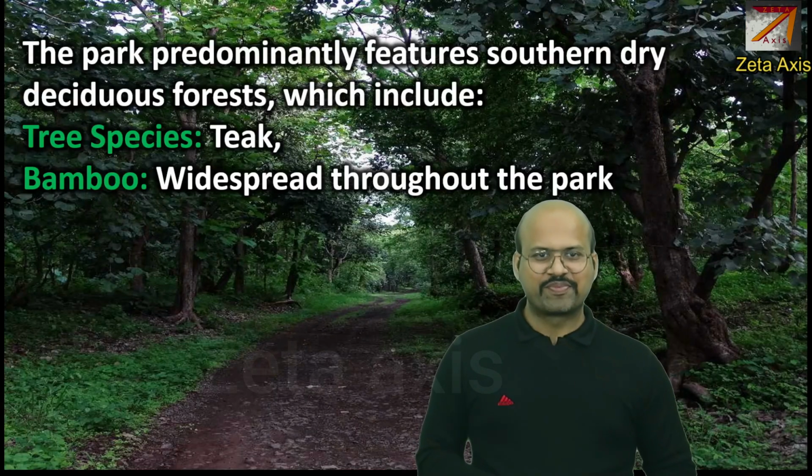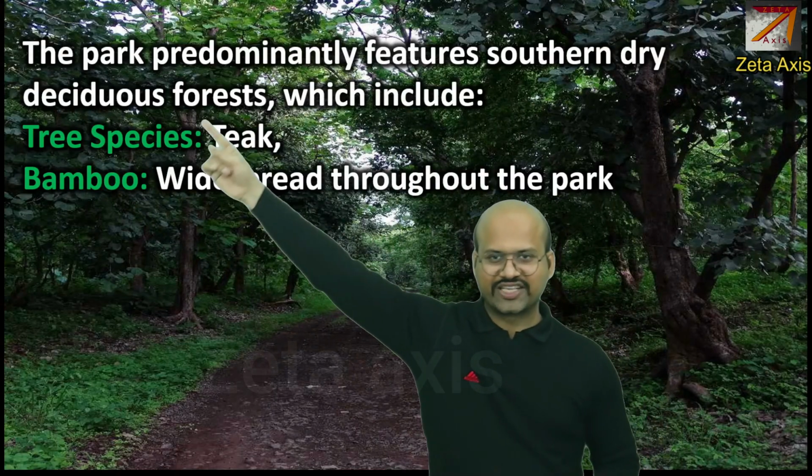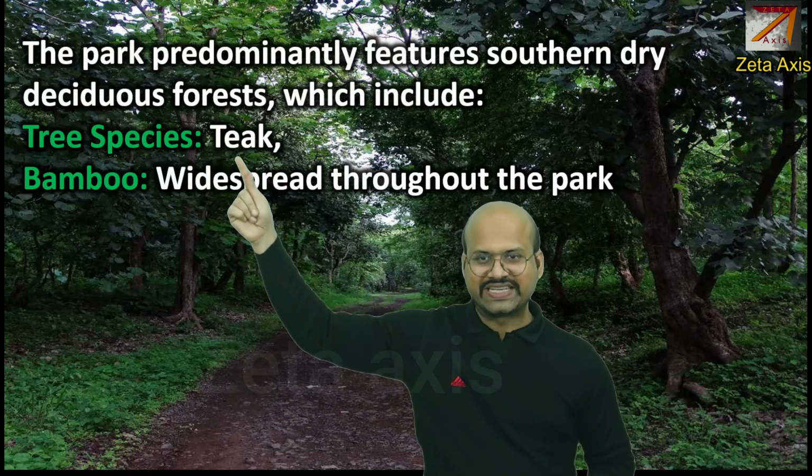This is a satellite view. Again we can see the mountains in this national park, and these are basically a dry deciduous region, as we can see from this satellite image. The park predominantly features southern dry deciduous forests, which include teak and bamboo.